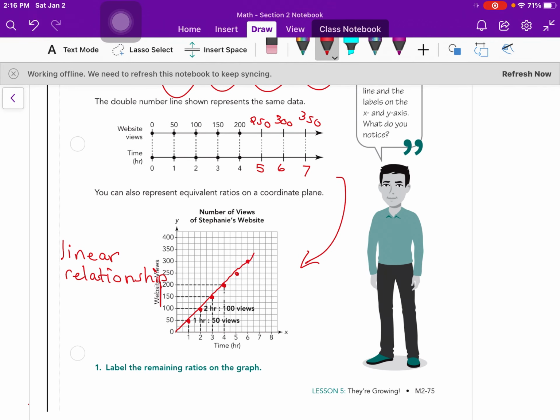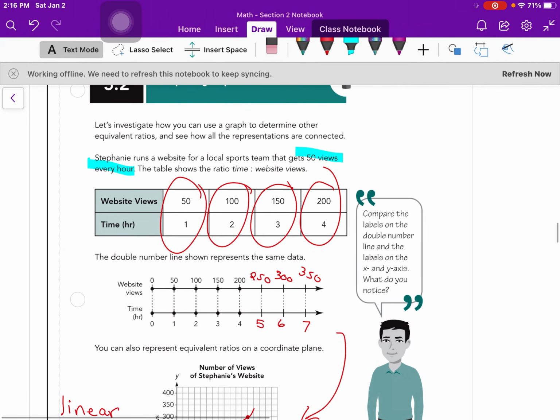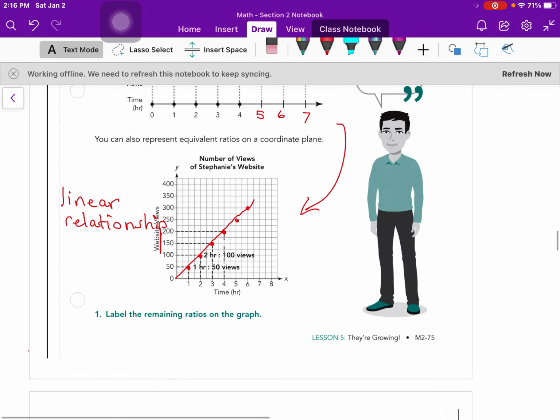By plotting these equivalent ratios, because every single one of these ratios from this table here in the double number line are equivalent, this forms a linear relationship. It forms a line that goes through the origin or through 0. It's a very special phrase that you're going to have to use as you go on in algebra as well. And we'll come back to that.